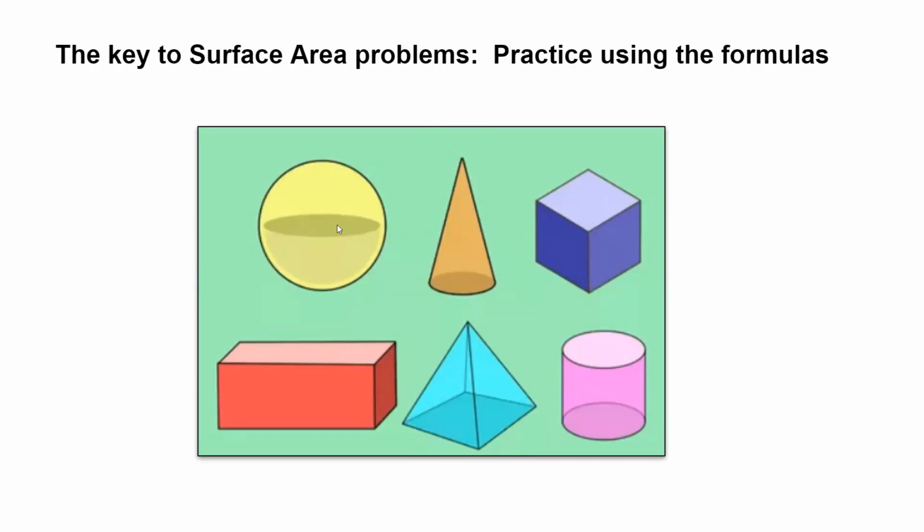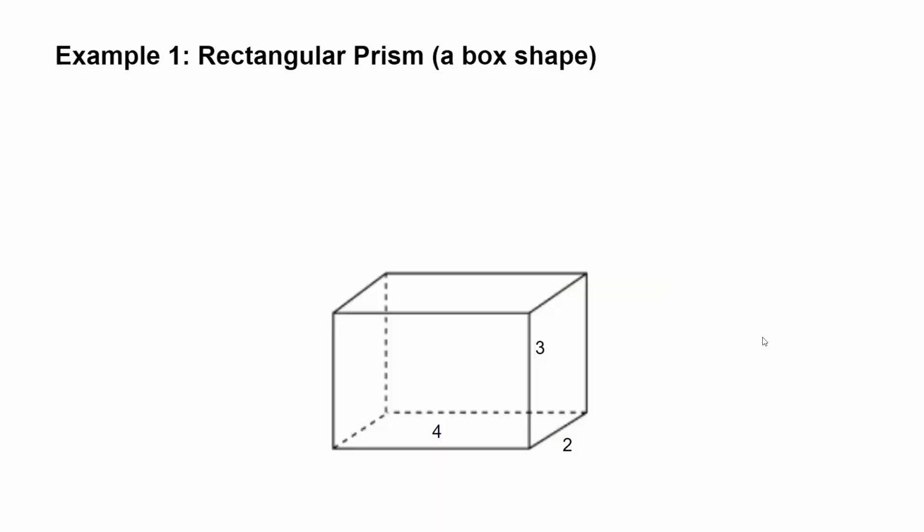Here are the kind of shapes you might encounter: a ball or sphere shape, a cone shape. Notice that the cone also has a bottom here, not like an ice cream cone. So we would be considering all of those areas on the outside of the cone. A cube, a box or rectangular prism shape, a pyramid, and a cylinder. Let's take a look at a few examples.